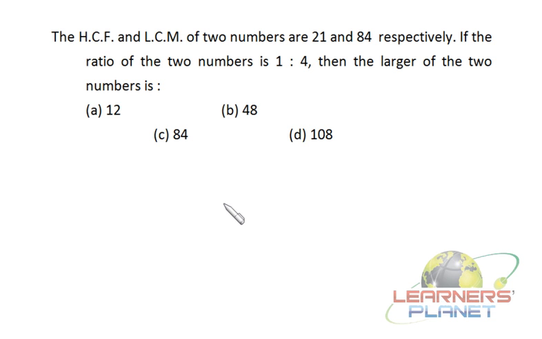Now let's see this problem. If the HCF and LCM of two numbers are 21 and 84 respectively, and the ratio of the two numbers is 1:4, then the larger of the two numbers. If HCF is 21, that means the numbers are definitely 21 into 1 and 21 into 4. Okay. So which one is the bigger number? That is 21 into 4, that is 84. Okay, friends.